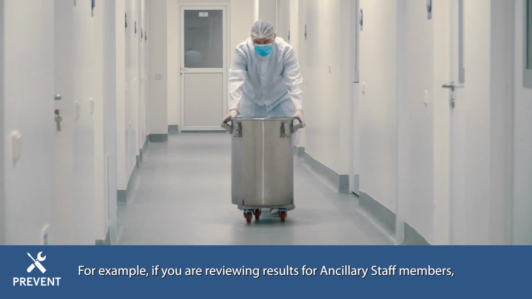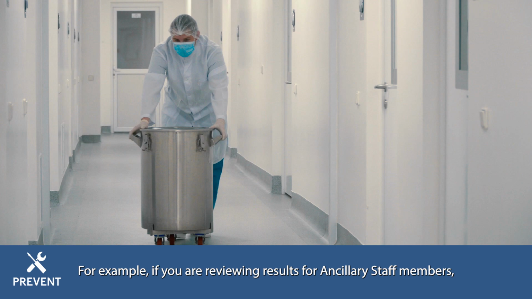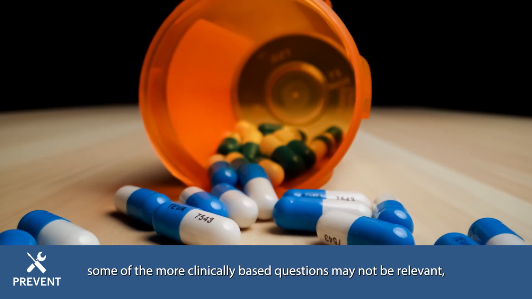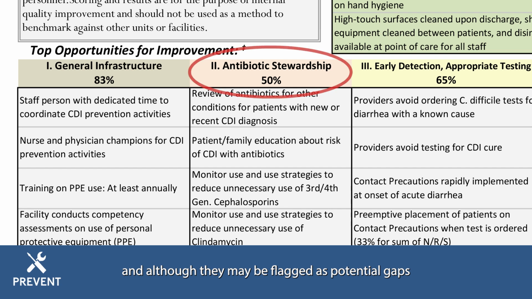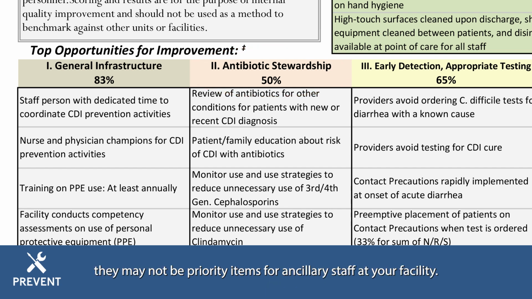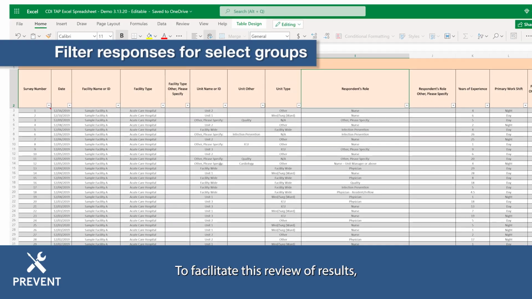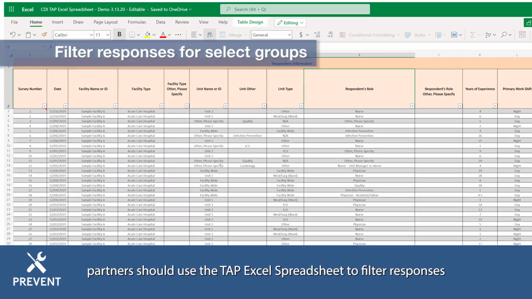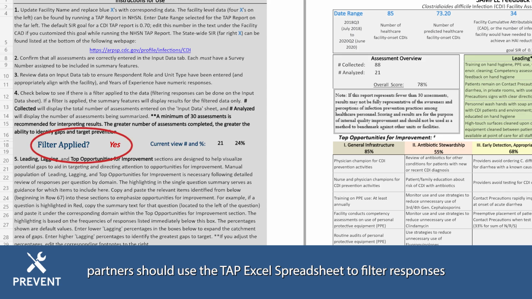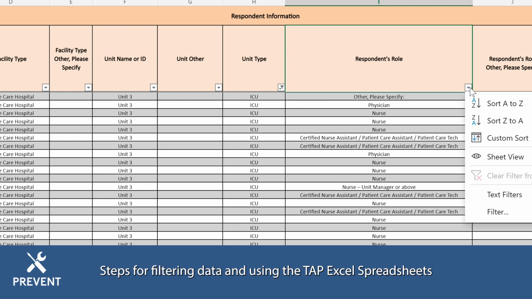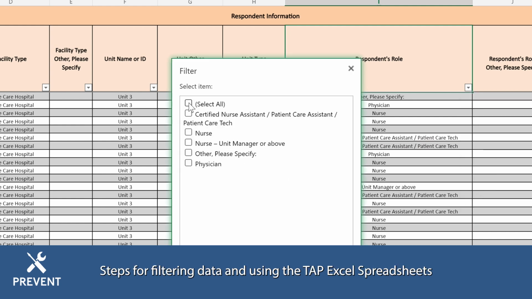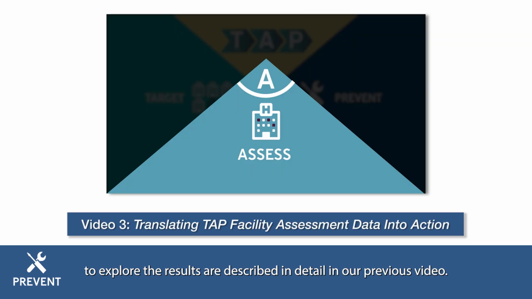For example, if you are reviewing results for ancillary staff members, some of the more clinically based questions may not be relevant, and although they may be flagged as potential gaps on the feedback report, they may not be priority items for ancillary staff at your facility. To facilitate this review of results, partners should use the TAP Excel spreadsheet to filter responses as needed to better understand the potential gaps. Steps for filtering data and using the TAP Excel spreadsheets to explore the results are described in detail in our previous video.